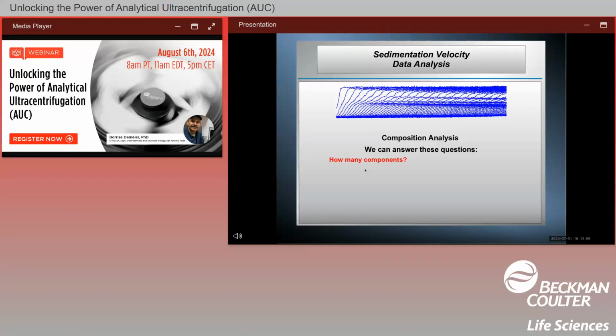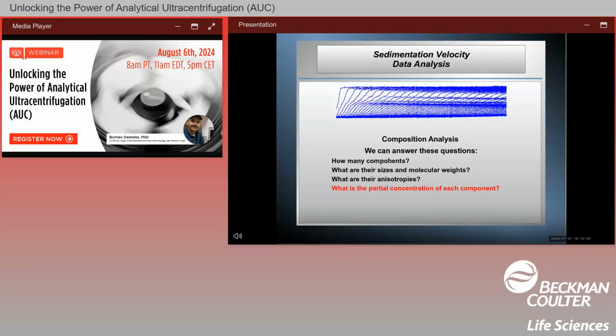And excuse me, the question then comes up, how many components do we have in our mixture, and what are their sizes and molar weights, and what are their anisotropies, their partial concentrations, and do these components interact? And if they do, how fast and how strongly can they do that? And then finally, we also want to determine the reliability of our measurement, which is something that we can answer by doing more extensive modeling of our data.